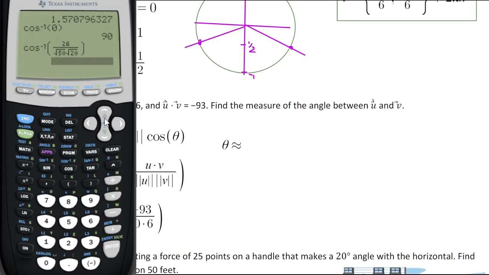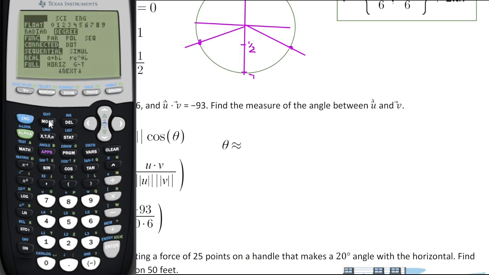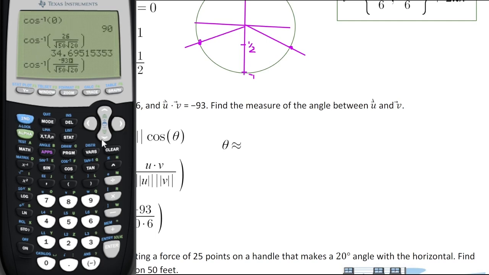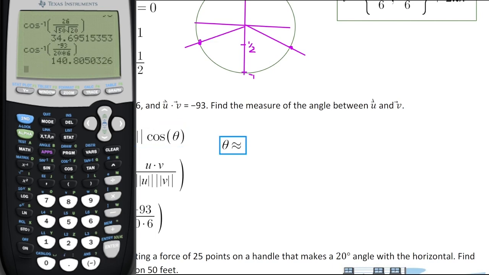So it looks like we have it already set up here. We get the inverse cosine. Let me double check, make sure I'm in degrees, which I am. Okay, good. So the inverse cosine of negative 93 divided by 20 times 6, and we get about 141 degrees.